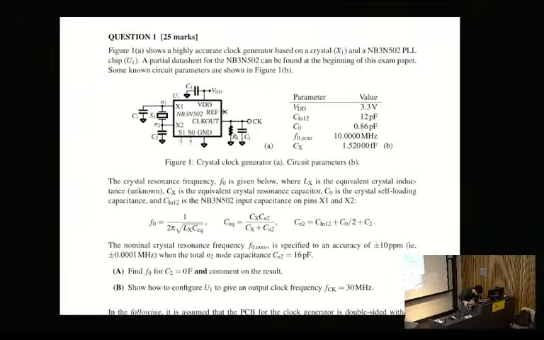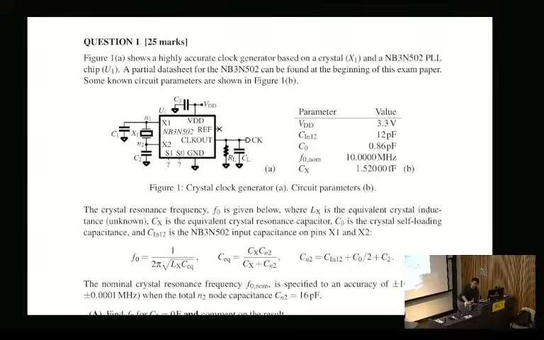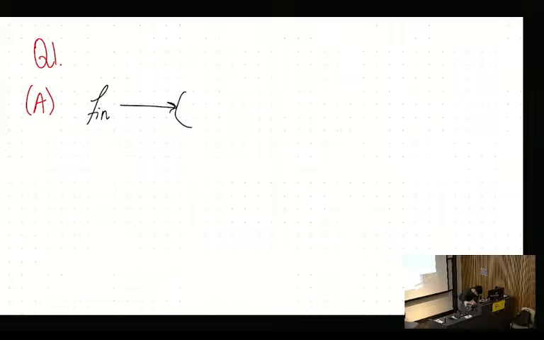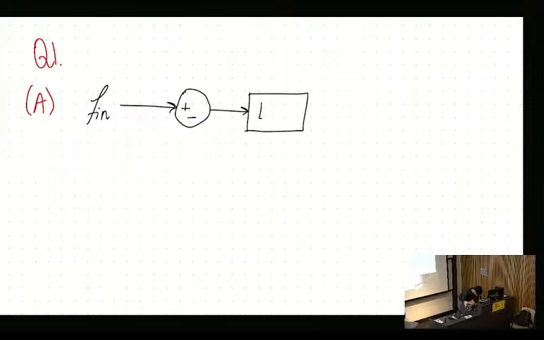So part A. The basic PLL takes some input frequency F in. For context, the PLL here is acting as a clock generator. That's what it's doing, and I'll explain why it needs a crystal. Let me just draw it out. The low pass filter is just to smooth the signal, and doesn't have significant impact.